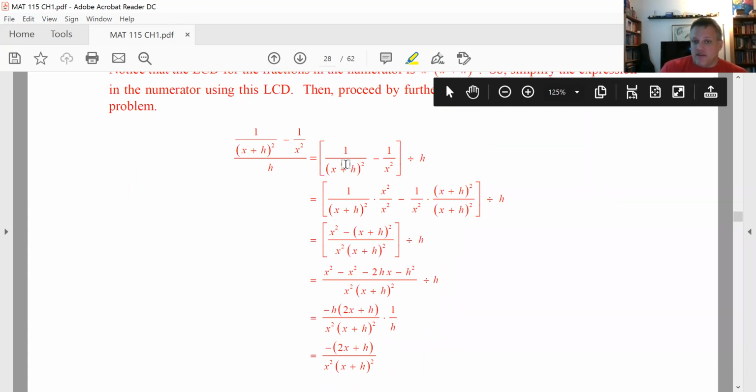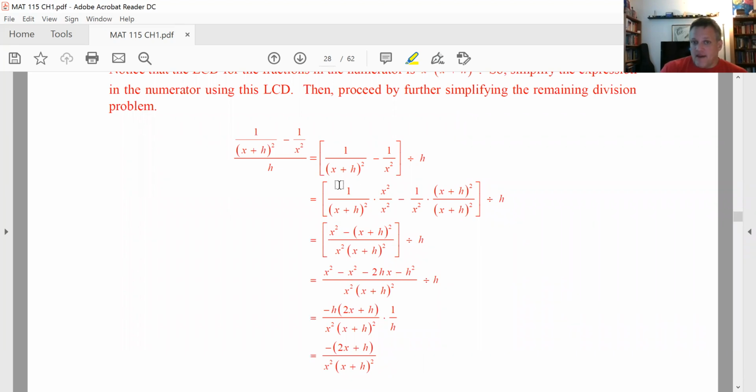Well, it means to simplify this, I need to multiply this one by x squared over x squared in order to get the LCD down below. And then I need to multiply the top and bottom of this one by x plus h squared. Again, the whole point of doing this is to get the LCD down below. Notice that both of these fractions have the same denominator, and so the minute that's true, I can simply subtract across the top and put it over that LCD.